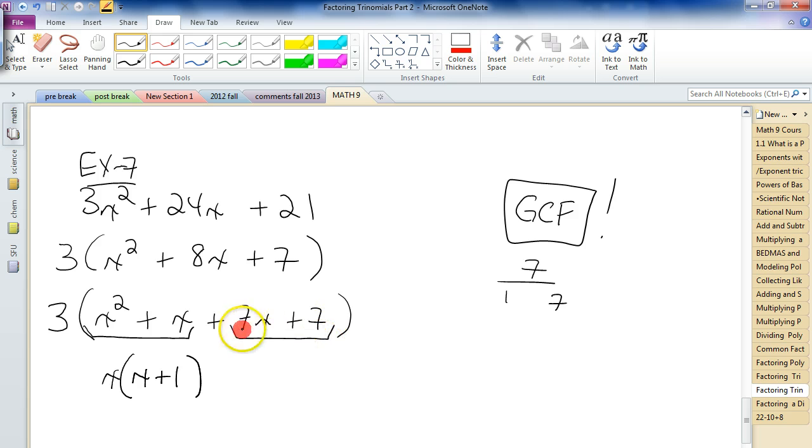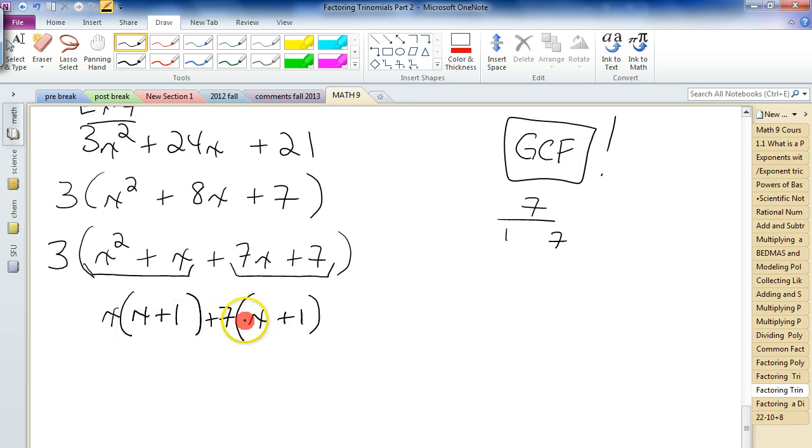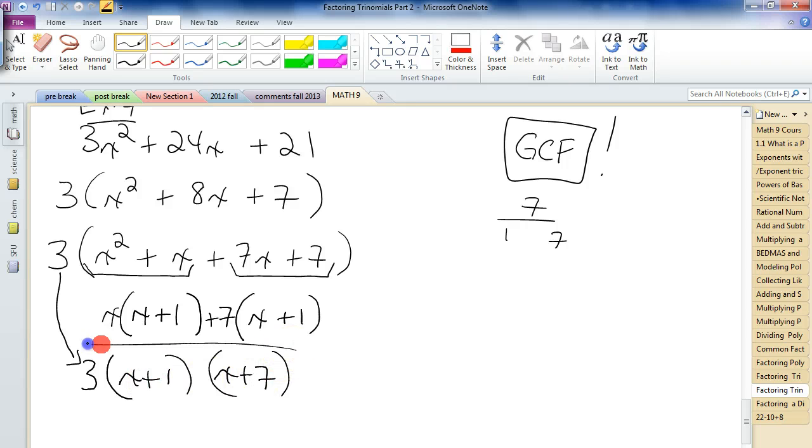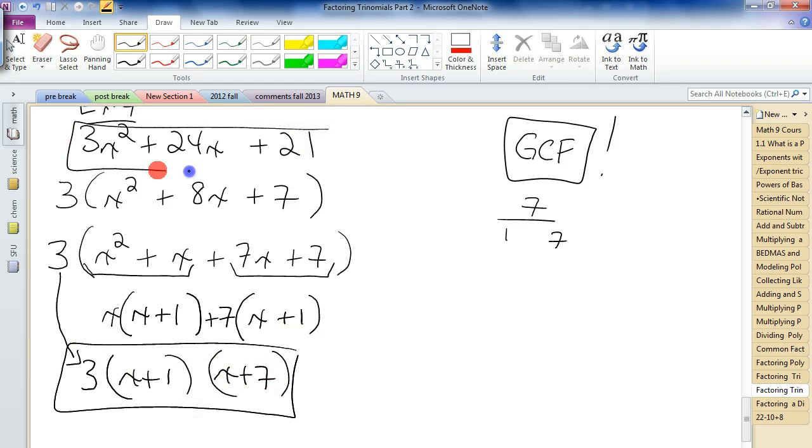What can we pull out of here? A 7. A 7 gets pulled out, you're left with just x. 7 gets pulled out, you're left with just 1. The common factor is x plus 1. You're left with an x plus 7. And now we can bring our 3 back into the game. And we're done. So that is the answer to that one there.